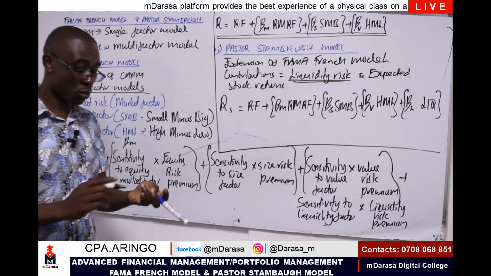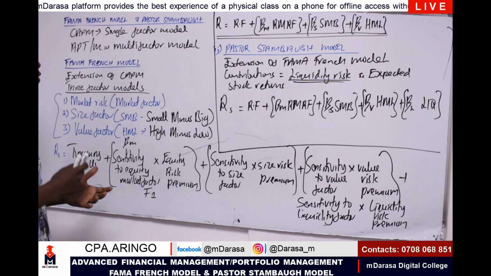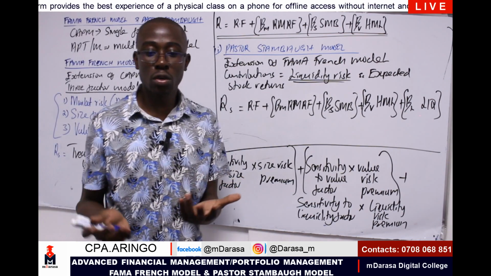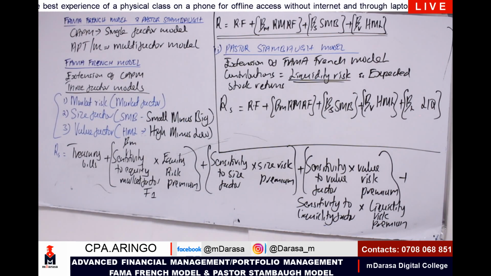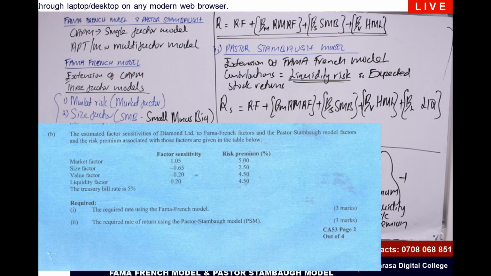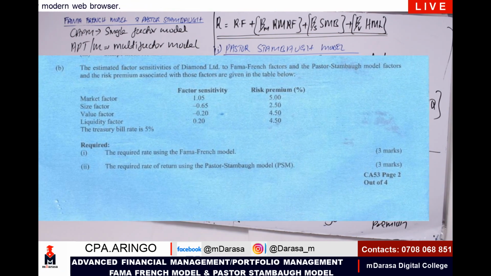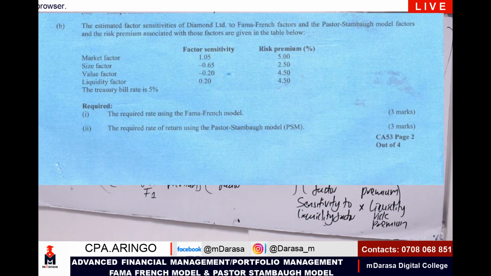These two models are very common nowadays in financial management, and they are very much applicable. Now that you have a clear concept, I want us to look at this question, which was tested in November 2020. I know the majority of students had difficulty with this question, but it is a very, very easy question. I believe it is very visible.